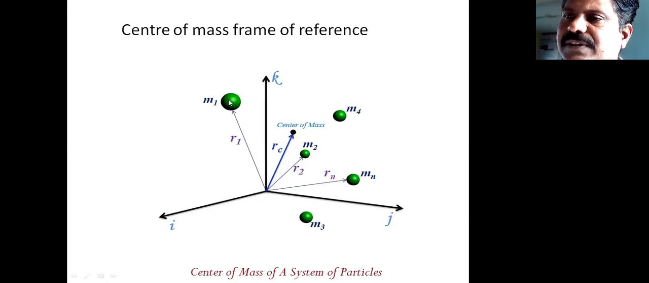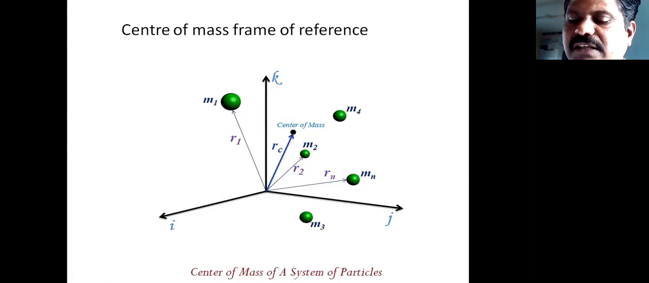It is difficult to specify the motion of these individual particles. So for that purpose, we consider one point, that point is the center of mass, where the entire mass of that isolated system is concentrated. Here, the inertial frame of reference Ijk is fixed with the center of mass of an isolated system.